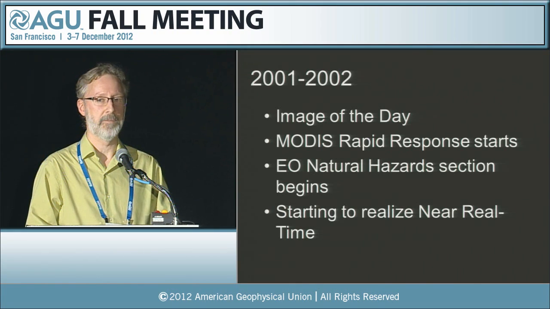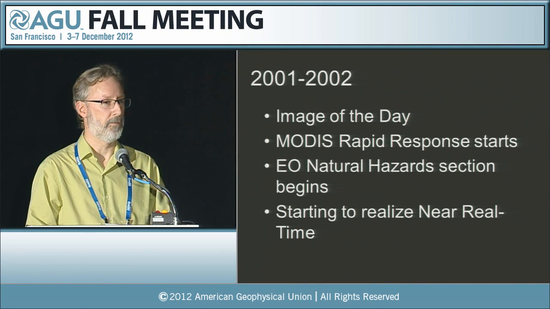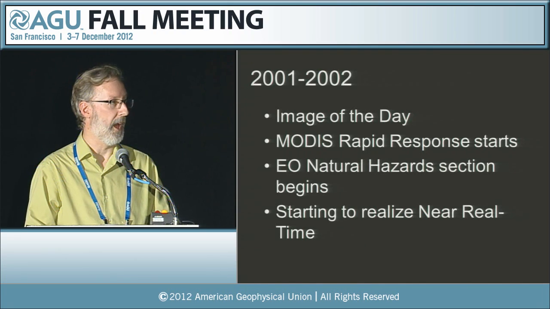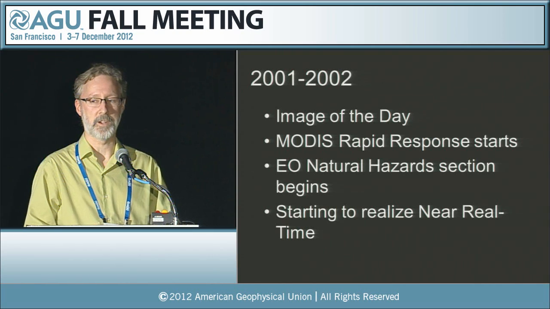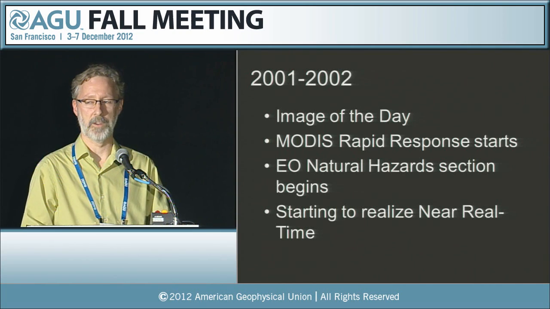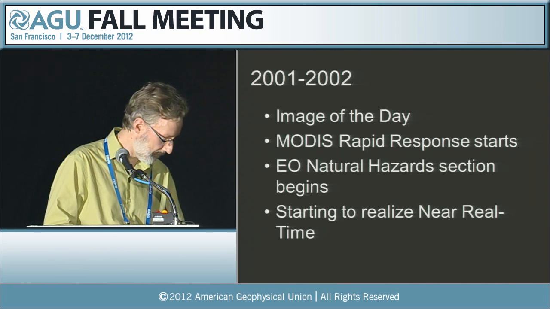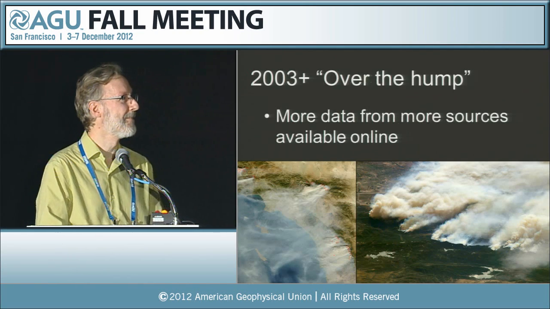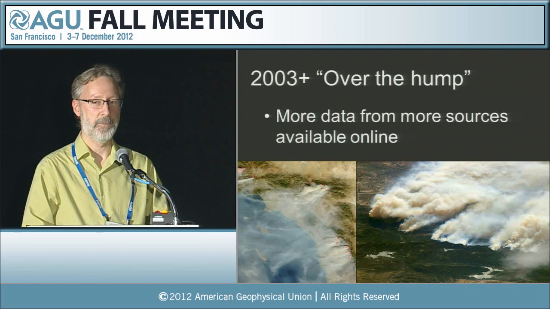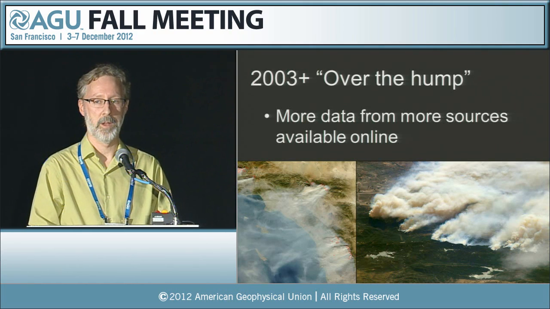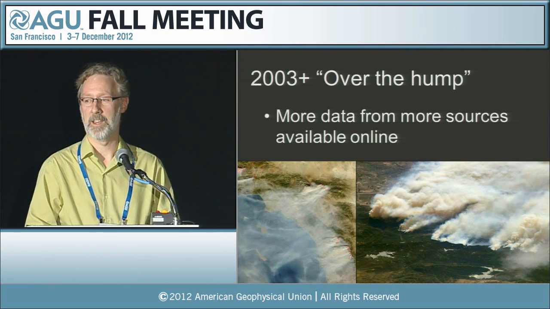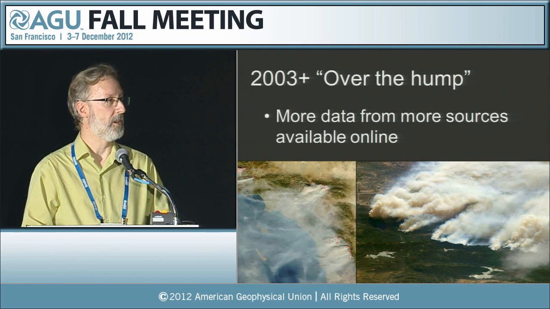And so we could see events as they were coming up, or if we read about an event in a news story, we could hunt down imagery from that. And so we're finally at this point starting to realize kind of a near real-time turnaround. In 2003, I'd say we finally got over the hump. Things were really starting to click with near real-time delivery.